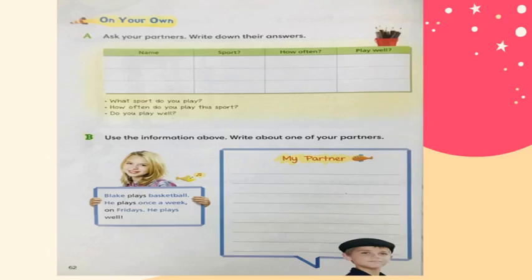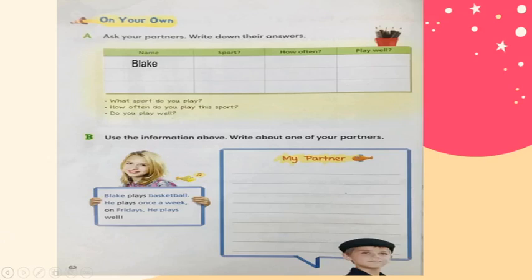So you can ask your sister or your brother and use their answers to write into this column as your partner's answer. In this table we have 4 columns: name, sport, how often, and play well. You need to use these 3 questions to complete your partner's answer in this column, right? Okay, so number 1 is about the name. We need to complete what is your name. For example, what is your name? So you can see here, right?